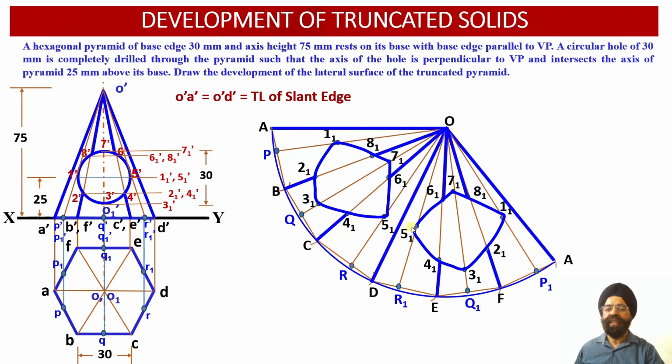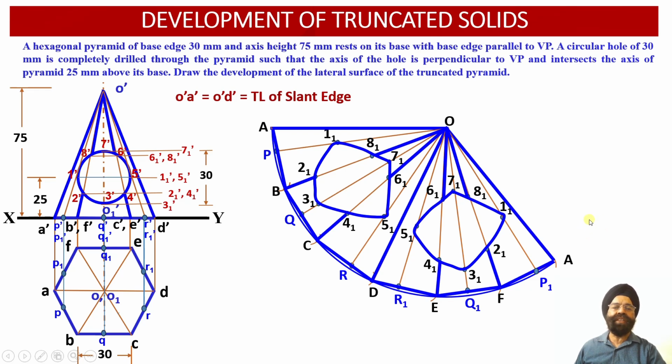And now we can join the slant edges which have not been cut by this circular cutting plane over here. Now we can check the slant generators OA and OD. They have not been cut by this cutting plane. So we have not obtained any point of intersections with slant generators either OA or OD into the lateral surface development view over here. Now we can join the base edges also over here because the base edges, they have not been intersected by the cutting plane. So this is all for today.